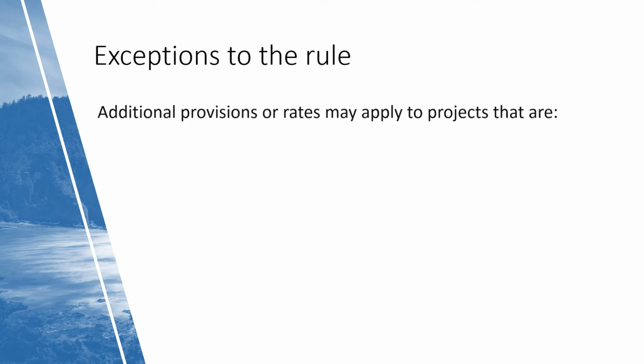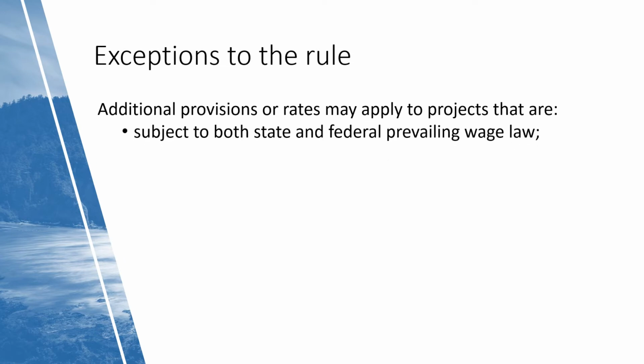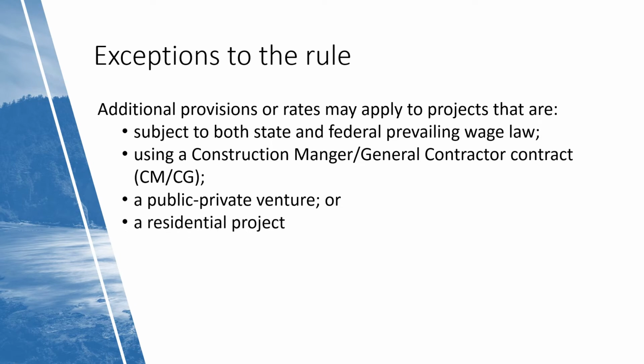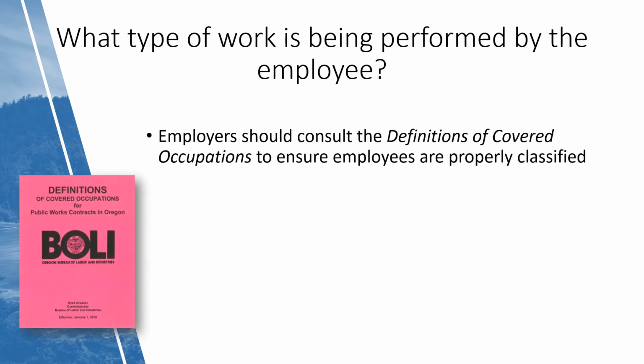Please note that if your project is subject to both state and federal prevailing wage law, is using a CMCG, is a public-private venture, or is a residential project, then additional provisions or rates may apply. If any of these conditions are true for your project, and you are unable to locate the correct rates, you can call or email the PWR unit for assistance.